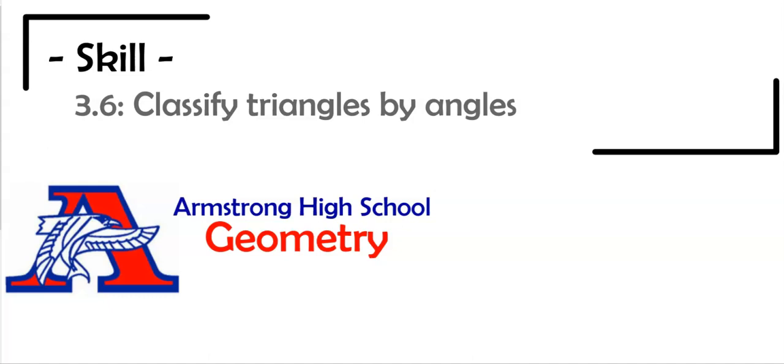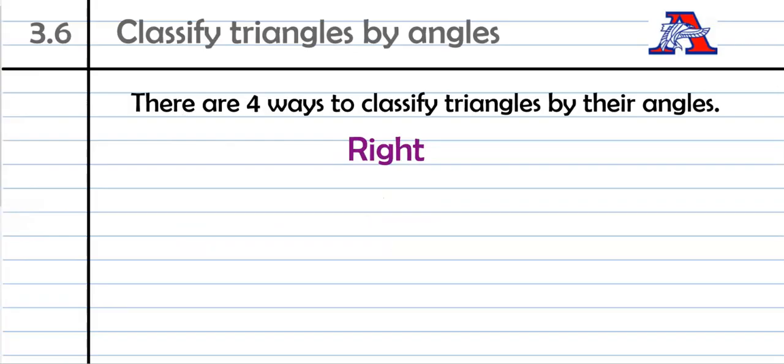This is lesson 3.6, classify triangles by angles. And hopefully this is a pretty easy one and one that's pretty familiar to each of you. So let's go ahead and get started. There are 4 ways to classify triangles by their angles. We'll just go through each of the 4 and add some markings to the triangles and go from there.